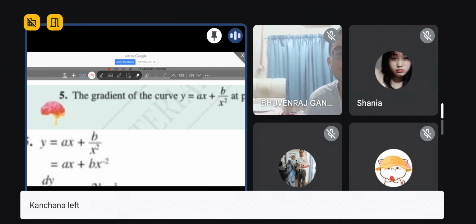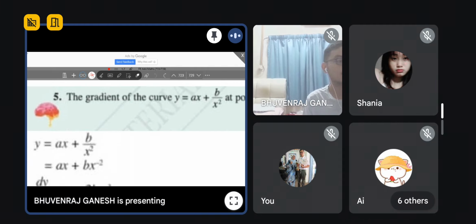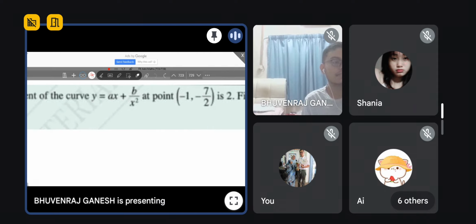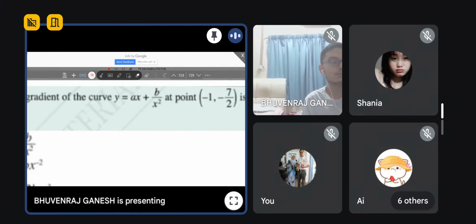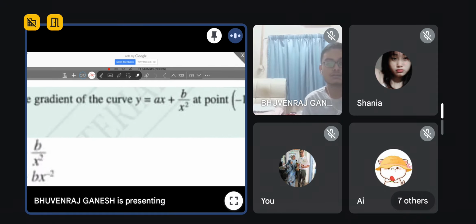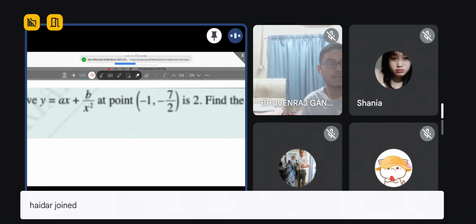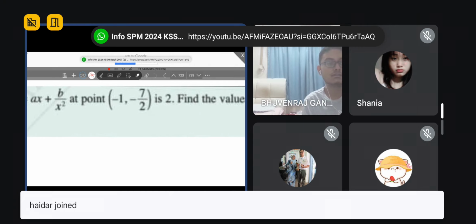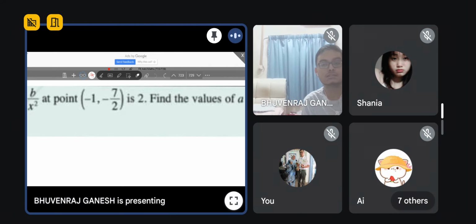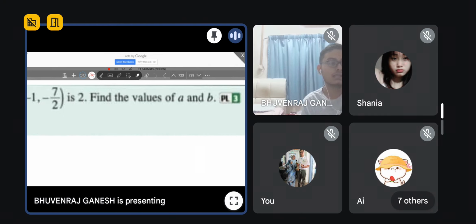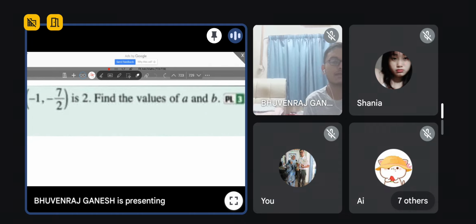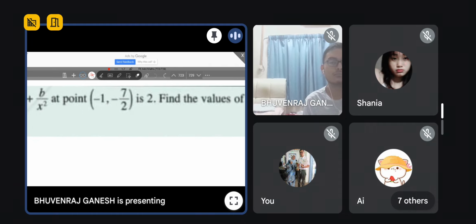Okay, so we start now revision class for chapter 2. Ulang kaji. All right, so first question guys, the gradient of the curve. For BM, fungsi kecerunan lengkung. The gradient of the curve, this equation at this point, pada titik ni adalah 2. Itu nilai dia. And the question is find the value of A and B. Cari nilai A dan B.